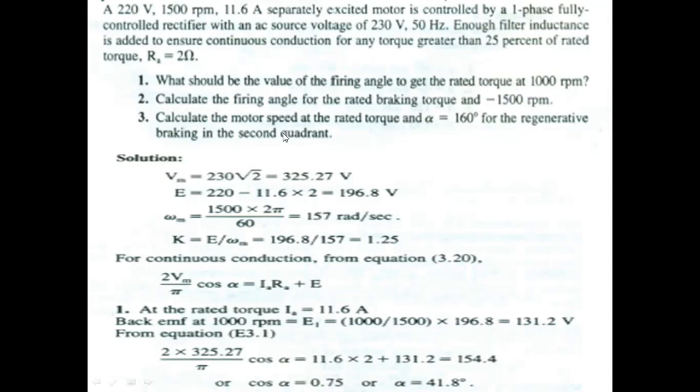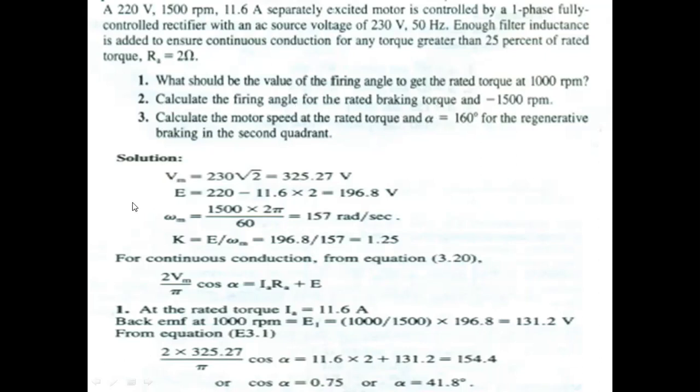And coming to the third bit, calculate the motor speed at the rated torque and alpha is 160 degrees for the regenerative braking in the second quadrant. Okay, so now it is quite opposite to the first 2 bits. Now here you have to calculate the speed, and here the firing angle alpha is given. In the first 2 bits, we have to calculate alpha with speeds. Here, with alpha we have to calculate the speed.